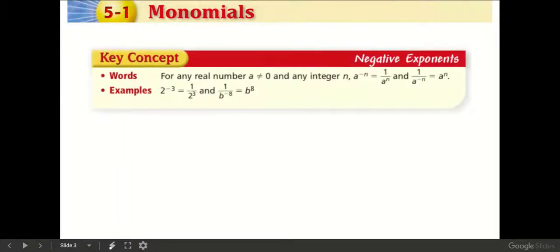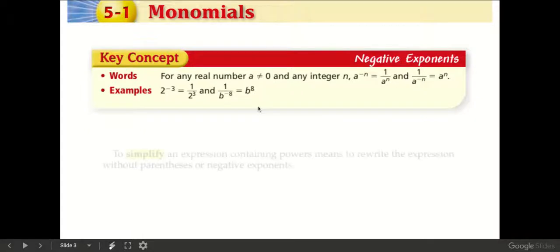So here's the key concept. Whenever you're dealing with a negative exponent on the top of a fraction, it moves to the bottom, right? So this is like a to the negative n over 1, so it would just move to the bottom. Likewise, if you see a negative exponent in the denominator of a fraction, it would move to the top. So this would become a to the positive n over 1, or just a to the nth. So here are some examples. 2 to the negative third power can just be represented as 1 over 2 to the third power. 1 over b to the negative eighth power, again, would just move to the top to become just b to the eighth power.